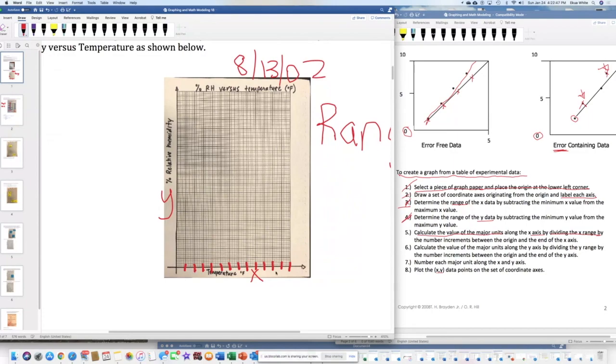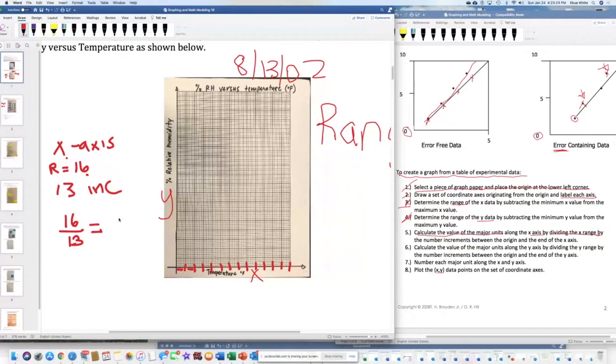So these are the increments. At 10 plus 3, I have 13 increments. This is for the x-axis. But they want me to find the value, the space between them. What's the space between here and here? To get that, I have to take the range I got. My range from earlier was 16. So I take 16 divided by 13.